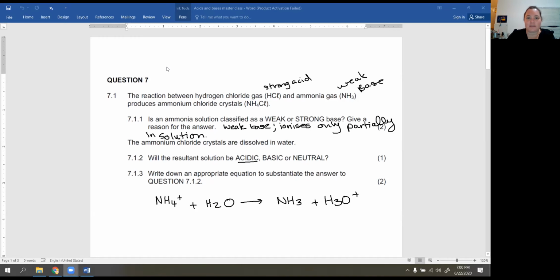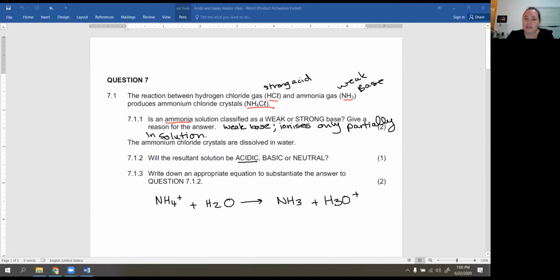All right, so let's go through this. So the first thing that I did is I said it's a reaction between hydrogen chloride gas, which is a strong acid, and ammonia, which is a weak base. It produces ammonium chloride crystals. Is the ammonia solution a weak or a strong base? Please, we're talking about ammonia. We're over here. We're not talking about ammonium chloride yet. So the answer is that it is a weak base.